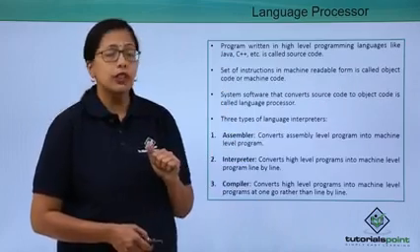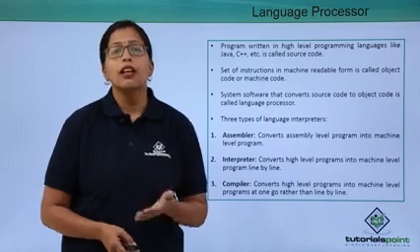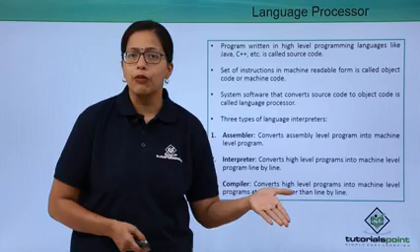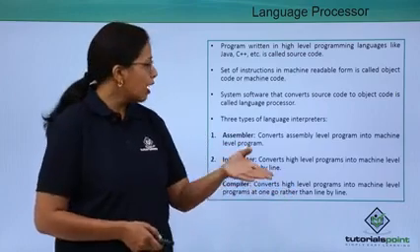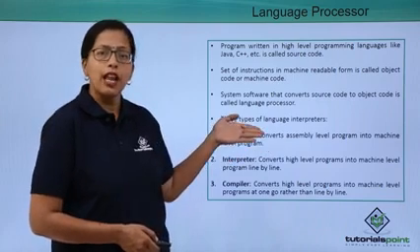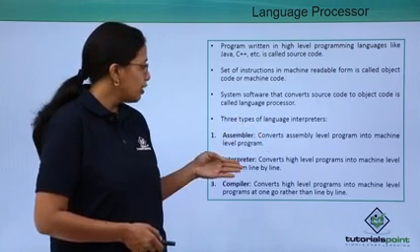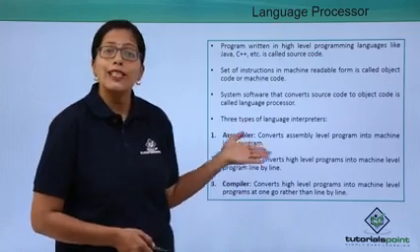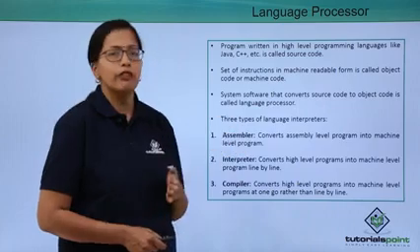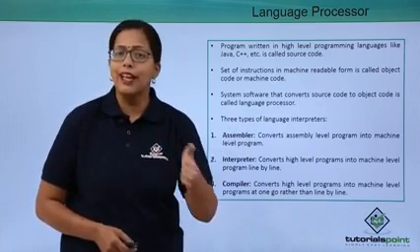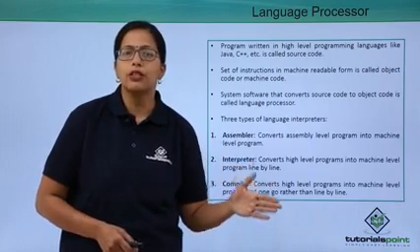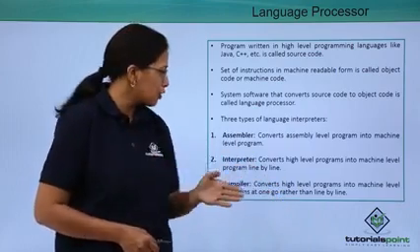What will a language processor do? A language processor will convert a high level language into an assembly level language or a machine level language that the computer can understand easily. For this processing, there are three types: assembler, interpreter, and compiler. What does an assembler do? It will convert an assembly level program into a machine level program. Remember that at the end, the instructions have to be in machine level language so that the computer can carry out those instructions.